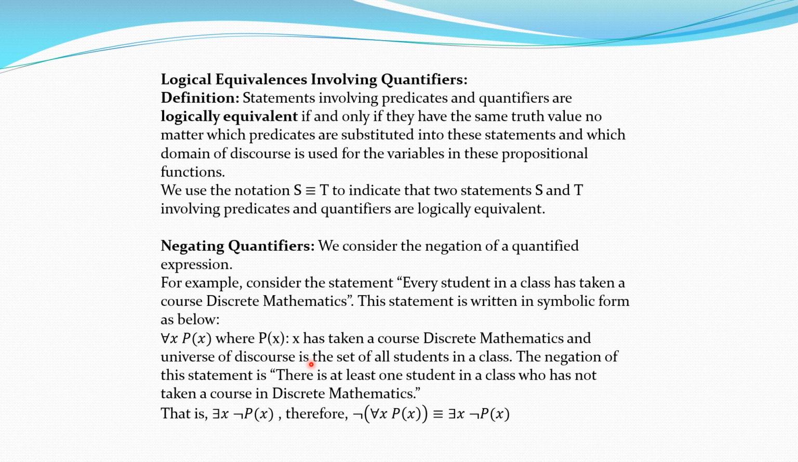Now what will be the negation of this statement? The negation is not that every student has not taken a course. The statement is that every student has taken a course discrete mathematics, so its negation is there is at least one student in a class who has not taken a course in discrete mathematics. So there is means there exists, so the quantifier is there exists x, x has not taken a course in discrete mathematics, which is negation of P(x). So there exists x negation of P(x). Thus, negation of for all x P(x) is equivalent to there exists x negation of P(x).